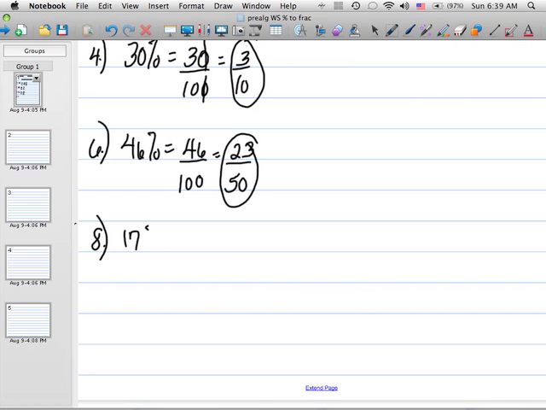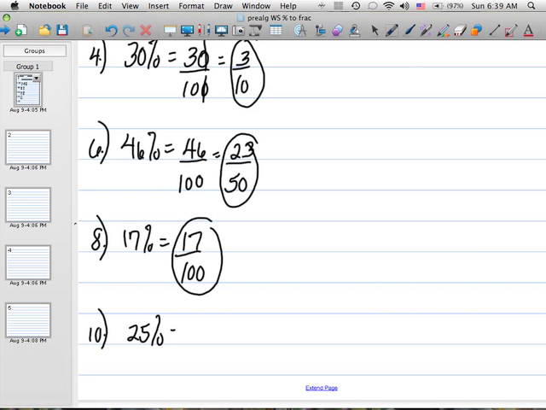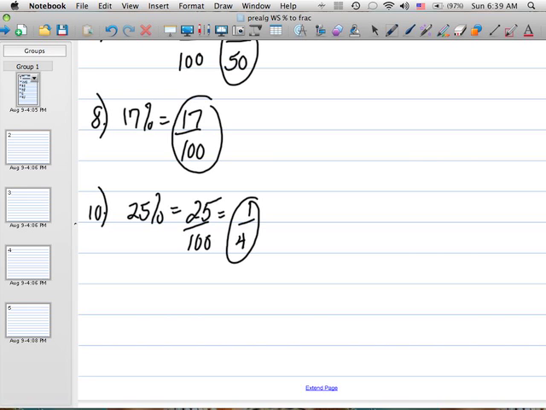Number 18, 17% is 17 over 100, and that cannot be reduced. Number 10, we have 25%. That's 25 over 100. 25 goes into 25 once and into 100 4. So the fraction for 25% is 1/4.